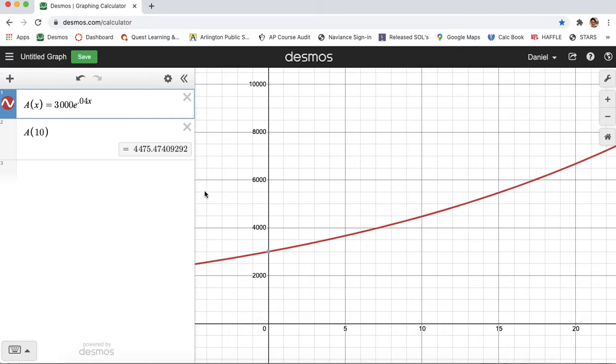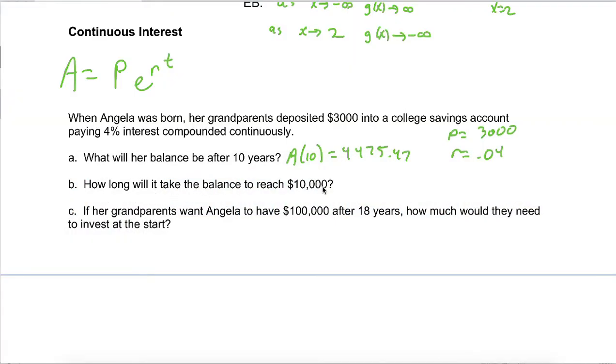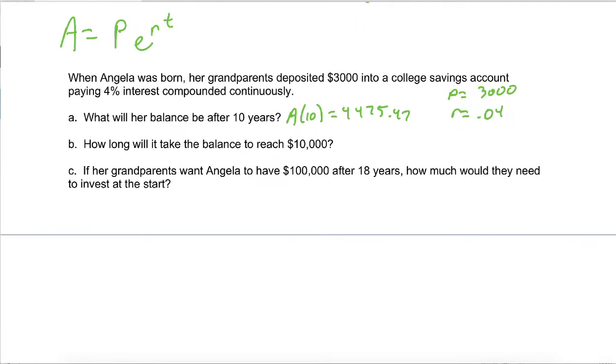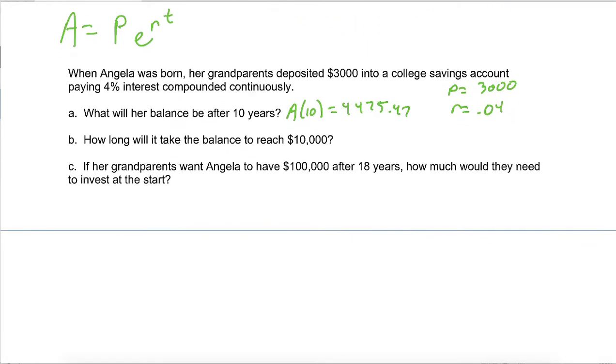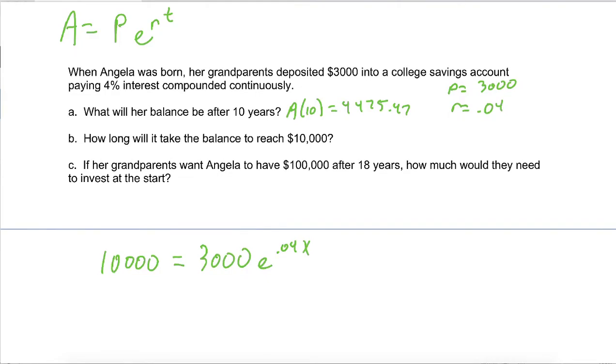And the question asked, how long will it take the balance to reach $10,000? So we can do this in two different ways. Number one is we can solve algebraically. When it says the balance reaches $10,000, that means A is equal to $10,000. So we want to solve this for x, or you can call it for t if you want. And solving this equation is not so hard, because we just learned that solving an equation with an e just means at some point you're going to take the natural log. But that's okay. Your answer will have a natural log in it.